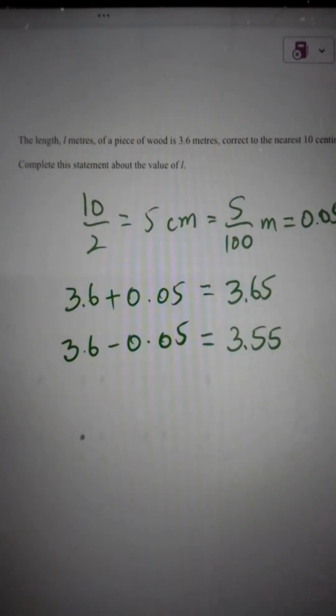So now here is the statement which we have to complete. We can complete it by putting the values of the lower bound and upper bound. The lower bound is 3.55 and the upper bound is 3.65. So it's been done.